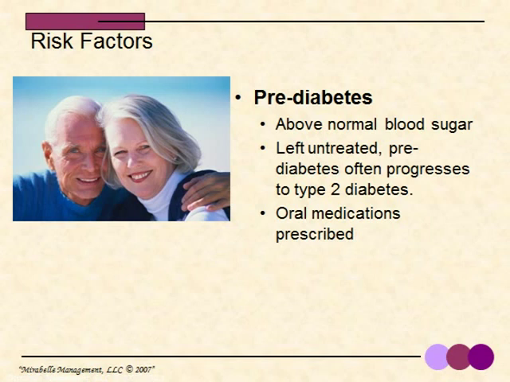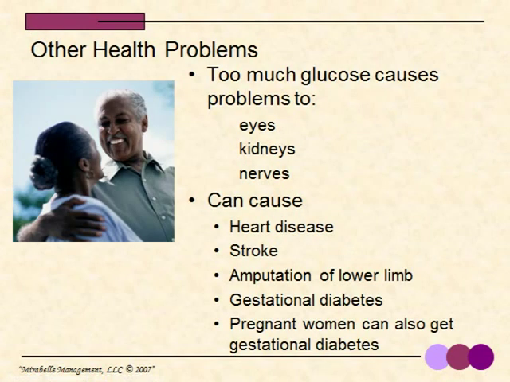Prediabetes can often be managed by oral medications designed to reduce the amount of glucose in the body. An example is metformin. The trade name is Glucophage. Over time, having too much glucose in your blood can cause serious problems. It can damage your eyes, kidneys, and nerves. It can cause heart disease, stroke, and even the need to remove a limb. Pregnant women can also get diabetes, and this is called gestational diabetes.